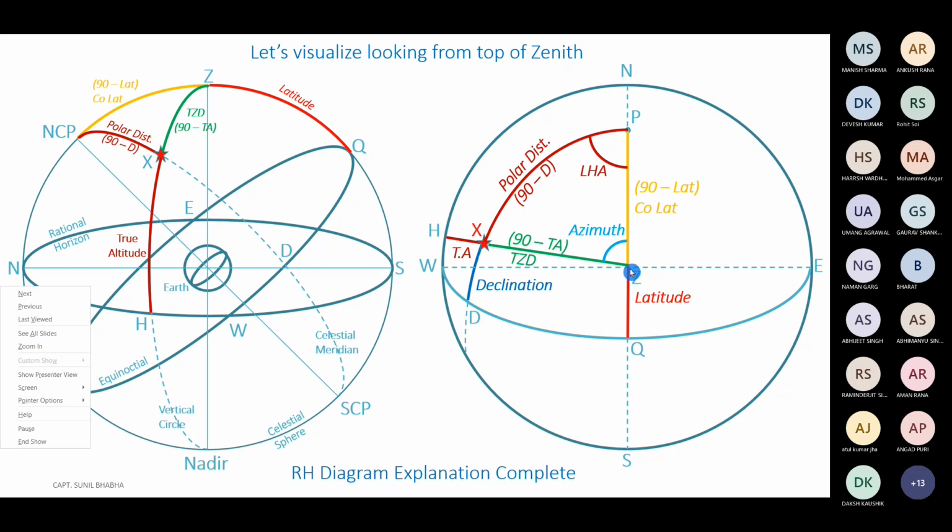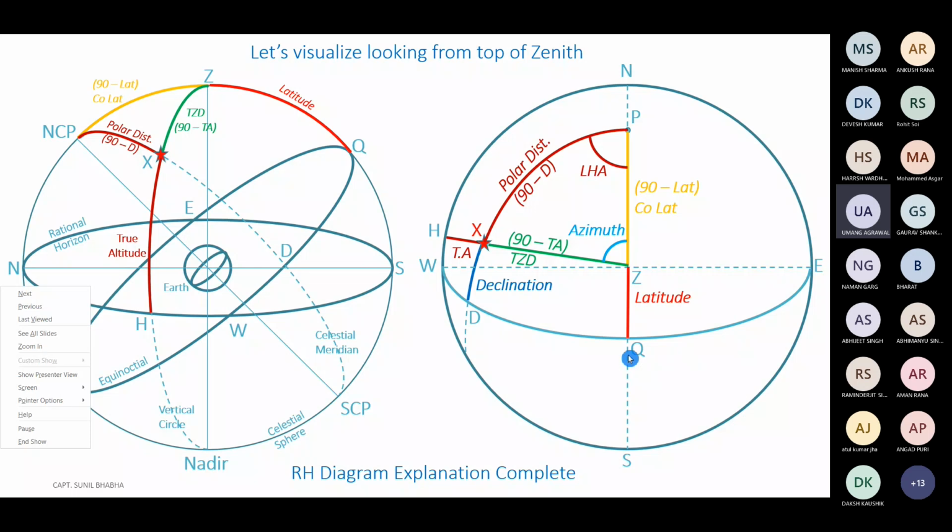So zenith will be here, equinoctial will be here. Let's assume the declination of sun is 5 degrees south. So it means the sun is 5 degrees south of the equinoctial. That means from the Q point, if you go 5 degrees southwards, this is from where the declination circle of sun should pass. So you can draw a circle parallel to the equinoctial passing from this point. It will appear something like this.